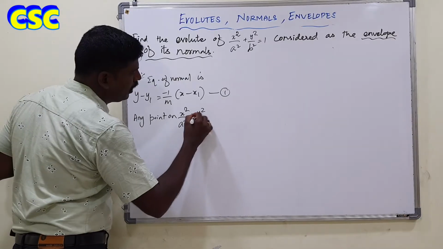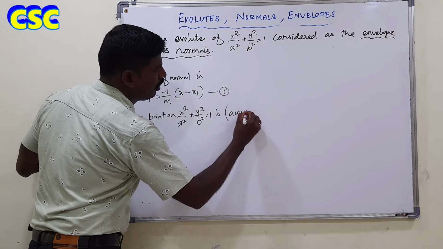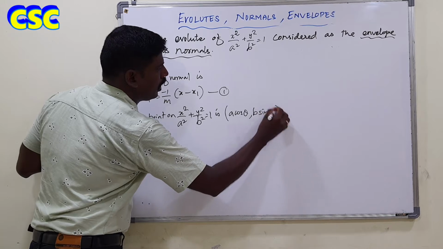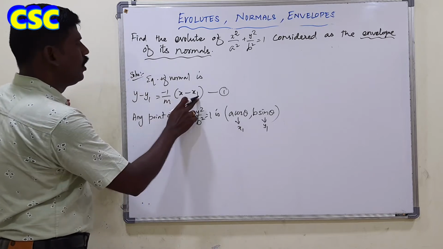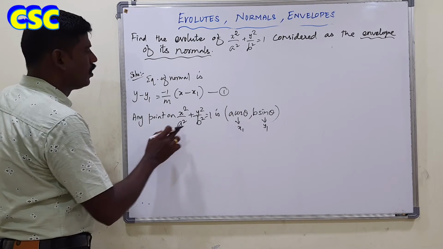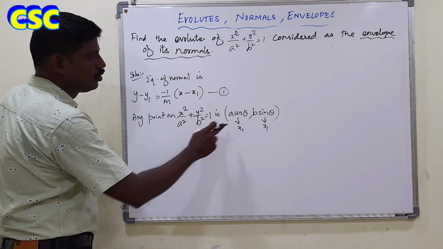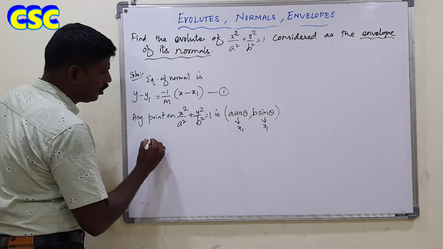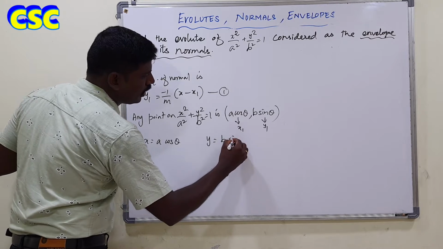Okay, right? So any point on this ellipse x square by a square plus y square by b square is equal to 1 is what? A cos theta comma b sin theta, isn't it? So this can be taken as x1 and this can be taken as y1. So I find out x1 and y1 from the given curve. Now the only unknown to find is m. So what is m? Dy by dx. So to find m, I am taking x equal to a cos theta and y equal to b sin theta.